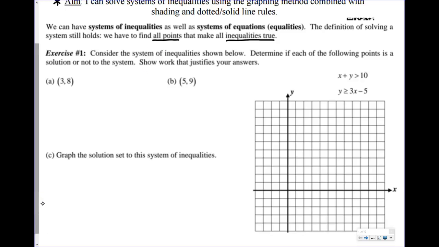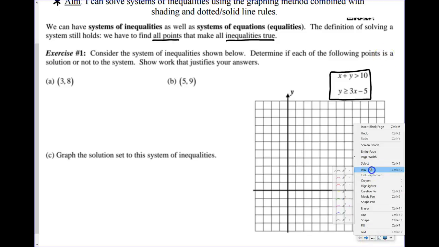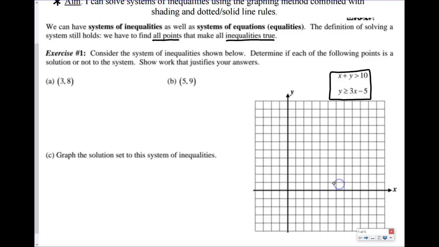So number 1, consider the systems of inequalities shown below. They're actually not shown below, they're shown over here on the right. Determine if each of the following points is a solution or not to the system. So the first point is 3, 8, so that's an x and the 8 is a y. And to determine if something is a solution, I plug it in. So the first equation is x plus y is greater than 10. So I'm going to plug in 3 for x and 8 for y and see if this is true.